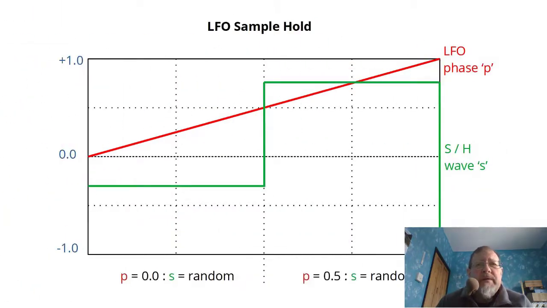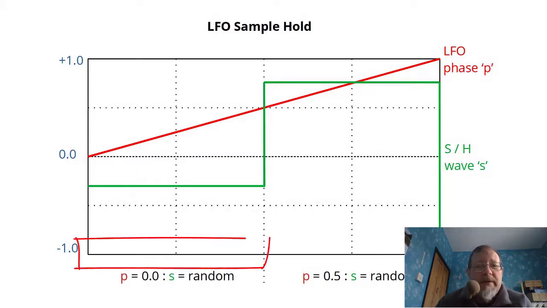The sample hold wave generates a new random value every time the phase value rolls over, and every time the phase value passes a half. This is because the square wave changes every time the phase value passes a half. And sample hold sounds a bit slow if it only changes every time the phase value rolls over.